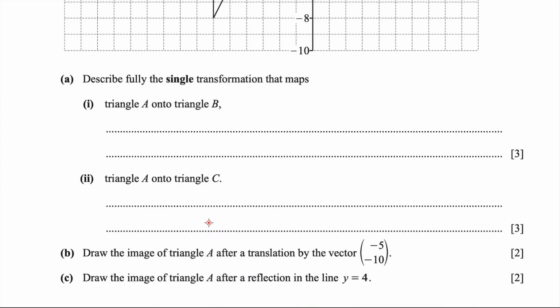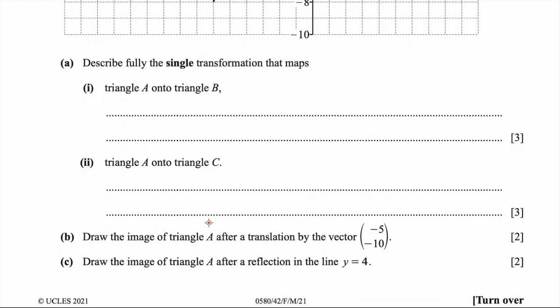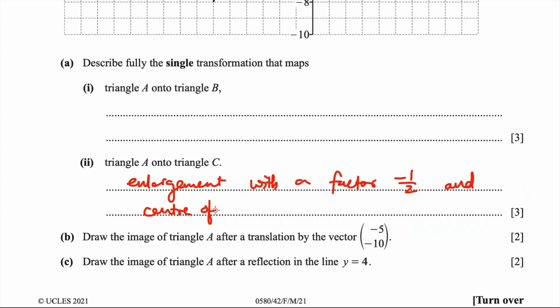So triangle A onto triangle C, the correct answer is an enlargement with a factor -1/2. Negative because the shape has flipped, and it is less than 1 because it has become smaller, and the center of enlargement at -2, -1. That is the second part, right? Now come to B and C.